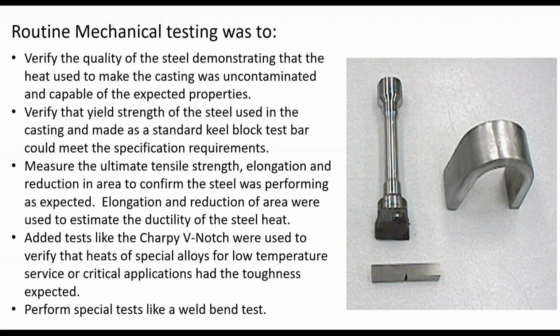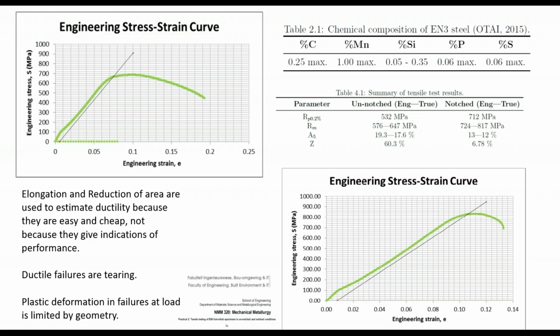After about 1940 or 1950, with the failures of the Liberty ships, many people began to add Charpy V-notch tests when we had special alloys for low temperature service, critical applications where a failure would mean somebody died, or at low temperatures. And then we always did special tests for special materials to make sure they could be processed, like the weld bend test. The challenge with elongation and reduction in area, as you can see, is it's used to estimate ductility because the test is cheap and easy, not because they're a good test for ductility. Actually, the bend test is a much better test for ductility, but that's an expensive and an additional test.